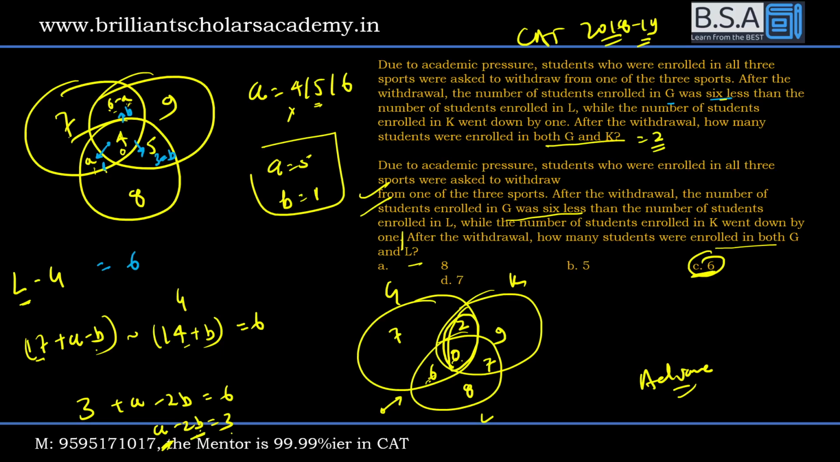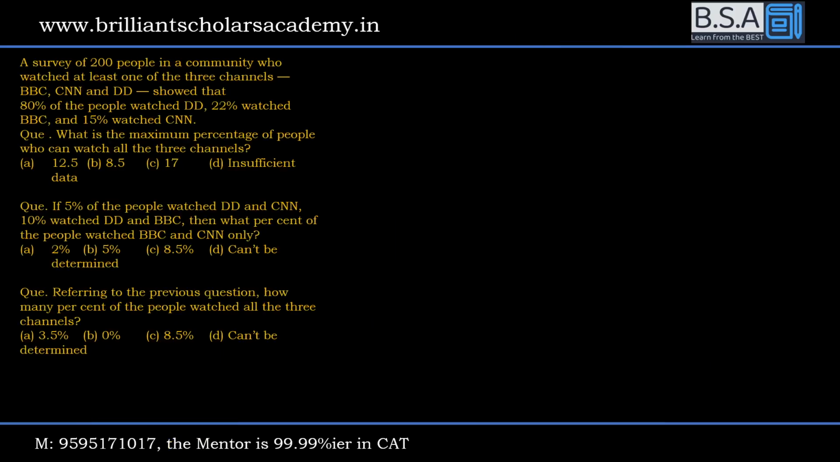Take your time, complete this. Moving on. In a community of 200 people who watched at least one of the three channels, BBC, CNN, DD, showed that 80% people watched DD, 22% watched BBC, 15% watched CNN. What is maximum percentage of people who can watch all three?